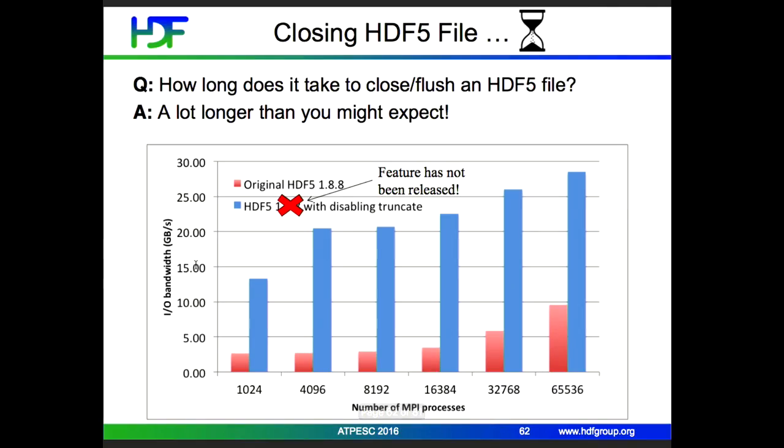And in their case, theoretically, the optimal situation would be if the number of aggregators that you have matches up with the number of OSTs in your Lustre file system. And that's how this code was written and implemented. And then they found some surprising things.